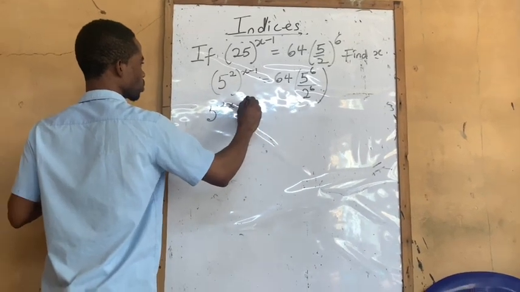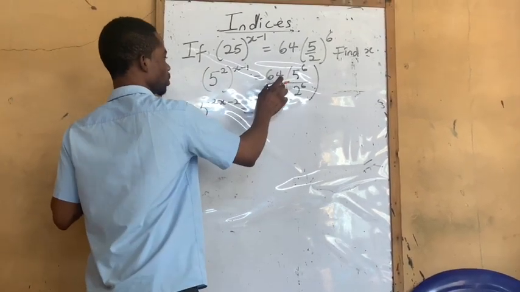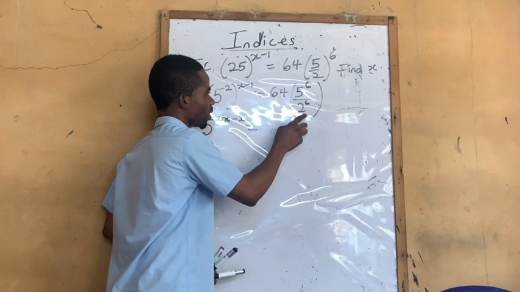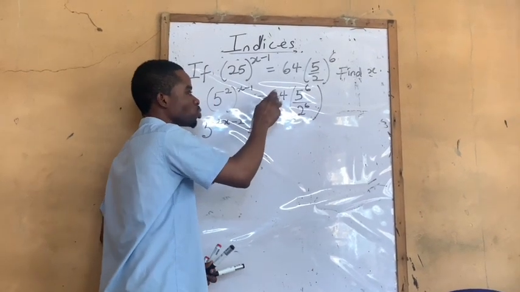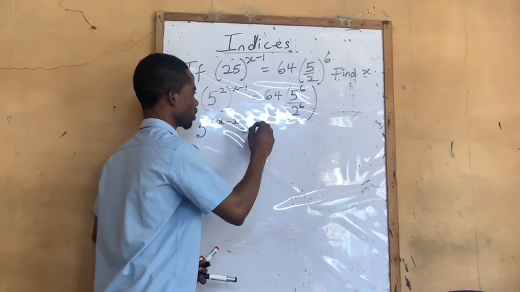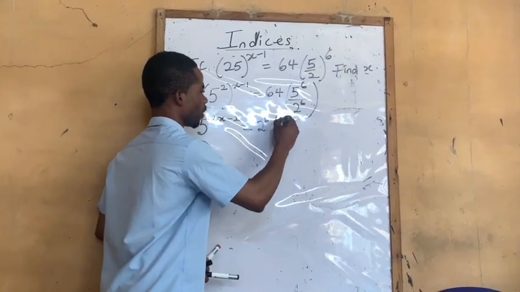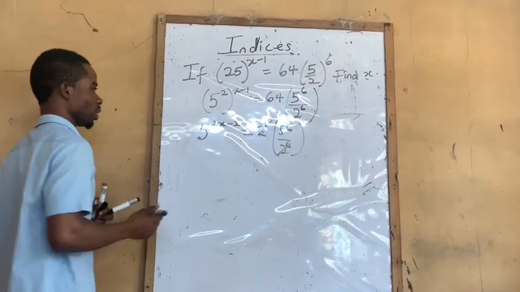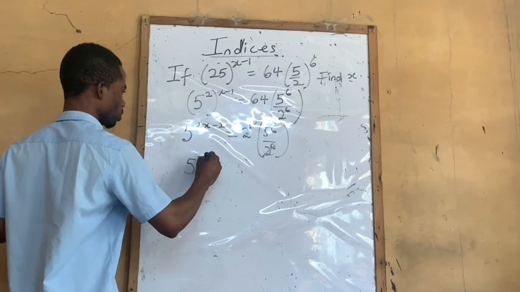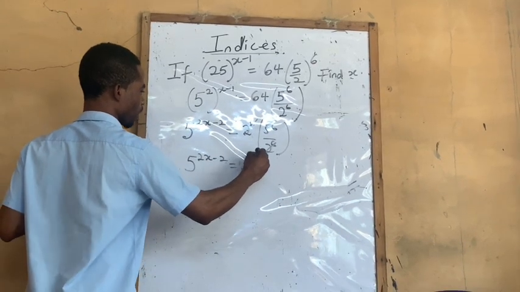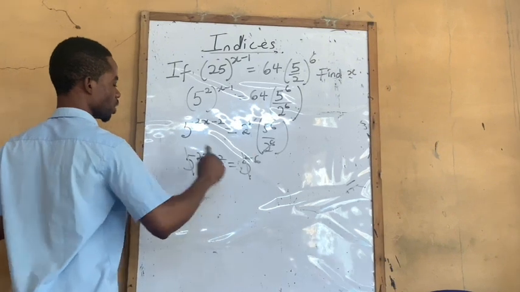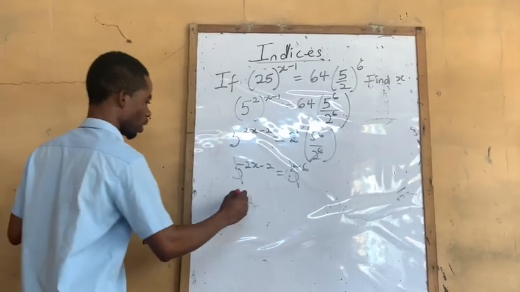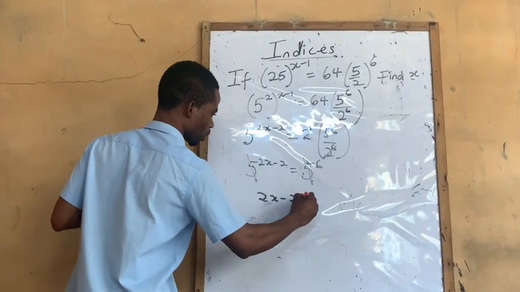5 raised to the power 2x minus 2 equals to, if I were you, I know that this is 2 raised to the power 6, and I know 64 also is 2 raised to the power 6. So that means 2 raised to the power 6 over 2 raised to the power 6 will cancel eventually. That means 5 raised to the power 2x minus 2 equals to 5 raised to the power 6. So this is going to cancel this. So we are having 2x minus 2 equals to 6.